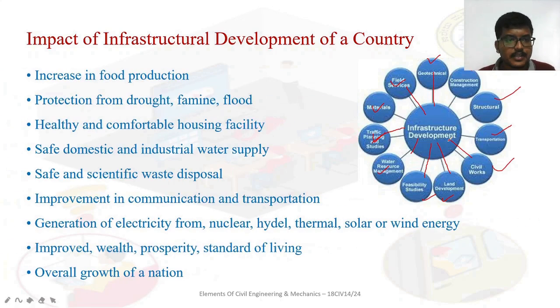Okay, so next comes point by point. Increase in food production will be there. Next, protection from drought, famine, and flood. If ours is a developed country, then there will be enough protection, right? So healthy and comfortable housing facilities, right? Safe domestic and industrial water supply. Due to the infrastructure development, all these are available.